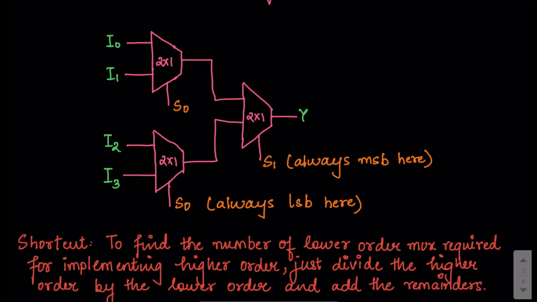But what you need to note here is that always remember the select lines will always be like this. The MSB, that is the S1 for your 4 cross 1 mux, will always be placed at the outer side at the final stage, and always the LSB for your 4 cross 1 mux, which is your higher order mux, will be on the initial stages, that is the first stage. So you just need to remember that MSB, that is S1, has to be always here and S0 over here, and this already makes sense.